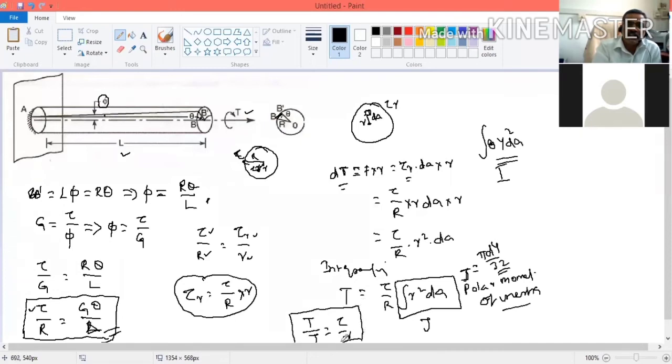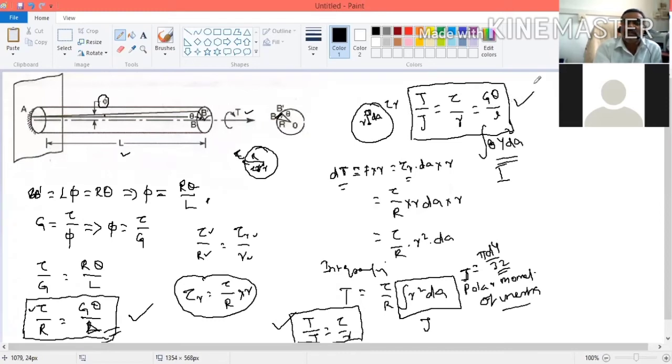Now you compare the second relation and the first relation. Here also we have tau by R. Then the torsion equation is T by J is equal to tau by R is equal to G theta by L. So this is the torsion equation.